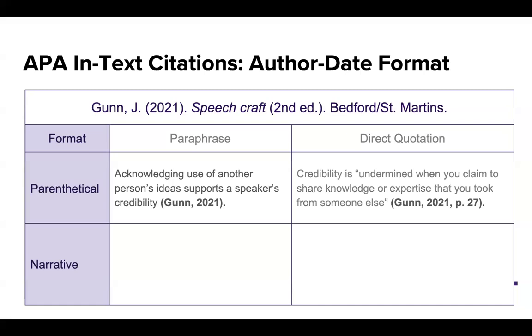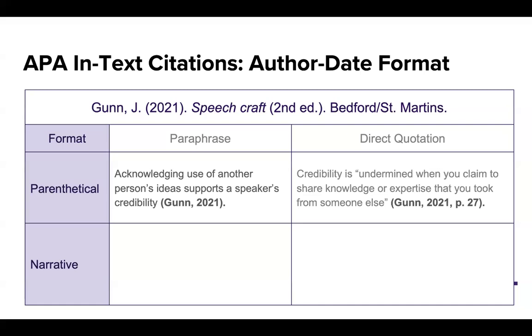I can use the same format if I directly quote, but in the second example with the quote, I've added some extra pieces. I've put quotation marks around the words from Gunn that I directly copied. Credibility is, quote, undermined when you claim to share knowledge or expertise that you took from someone else, end quote. Then I added some new information to the parenthetical citation after the quote. I have Gunn, comma, 2021, comma. Then I also have the page number.